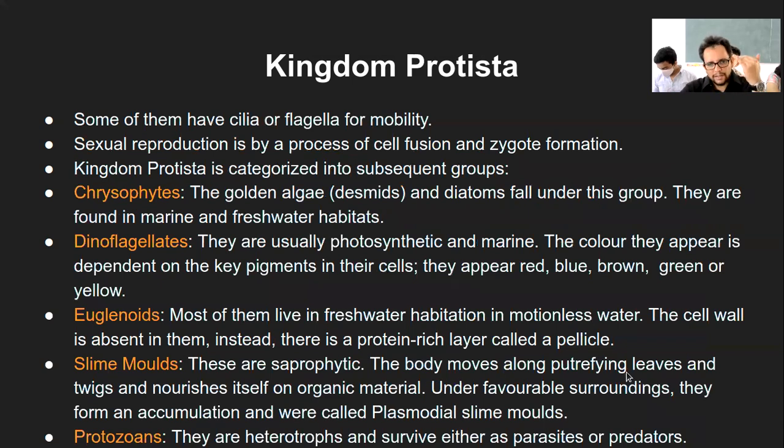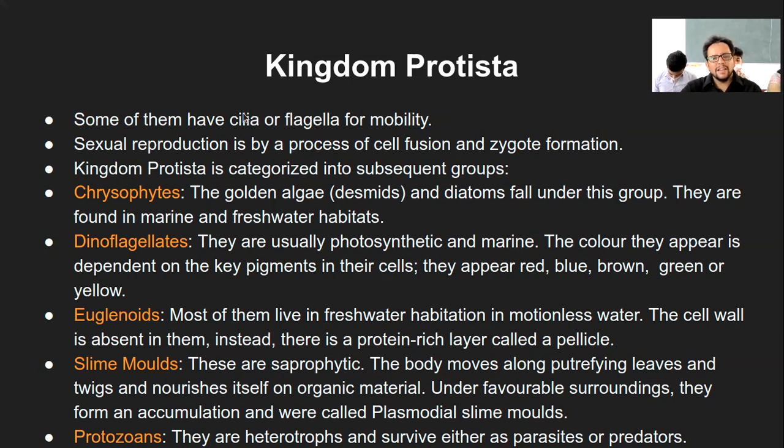Now there are several subtypes of this kingdom Protista. Some of them include cilia or flagella. Now again, cilia or flagella are mobility structures. That means they allow the movement of that particular organism. That is what is called cilia or flagella.